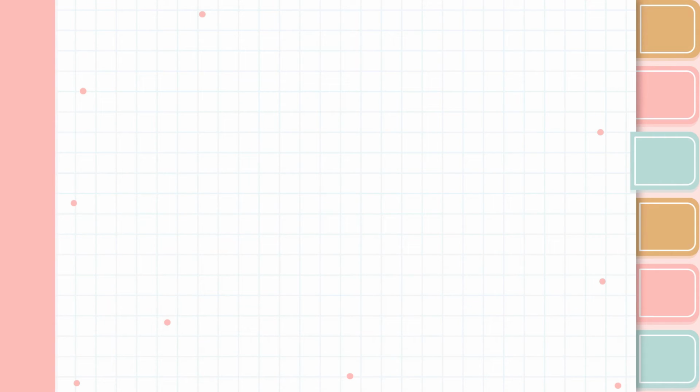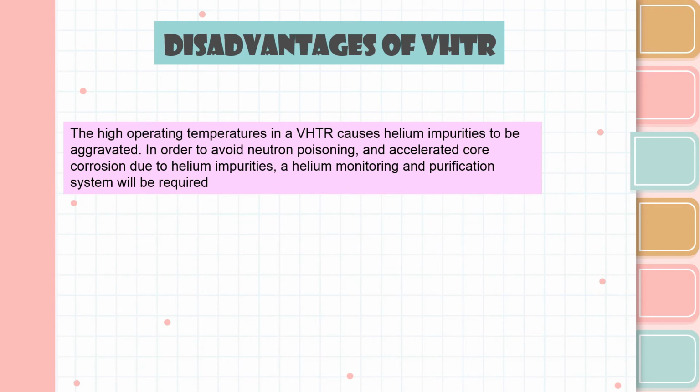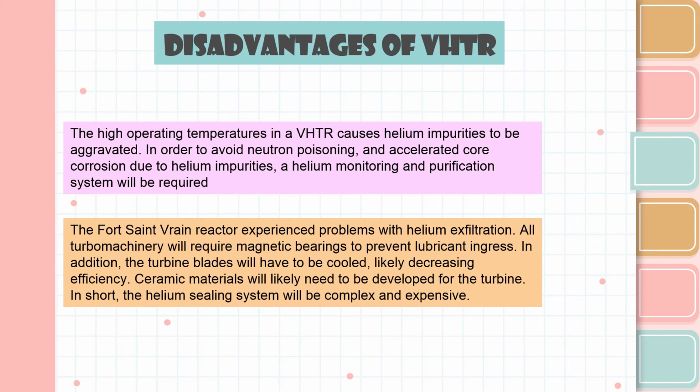Okay, let's proceed to disadvantages of VHTR. The high operating temperature in a VHTR causes helium impurities to be aggravated. In order to avoid neutron poisoning and accelerated core corrosion due to the helium impurities, a helium monitoring and purification system will be required. The Fort St. Vrain reactor experienced problems with helium exfiltration. All turbomachinery will require magnetic bearings to prevent lubricant ingress. In addition, the turbine blades will have to be cooled, likely decreasing efficiency. Ceramic materials will likely need to be developed for the turbine. In short, the helium sealing system will be complex and expensive.